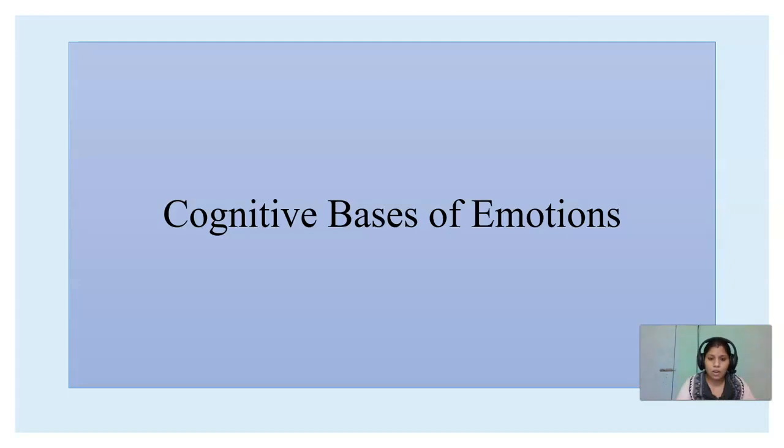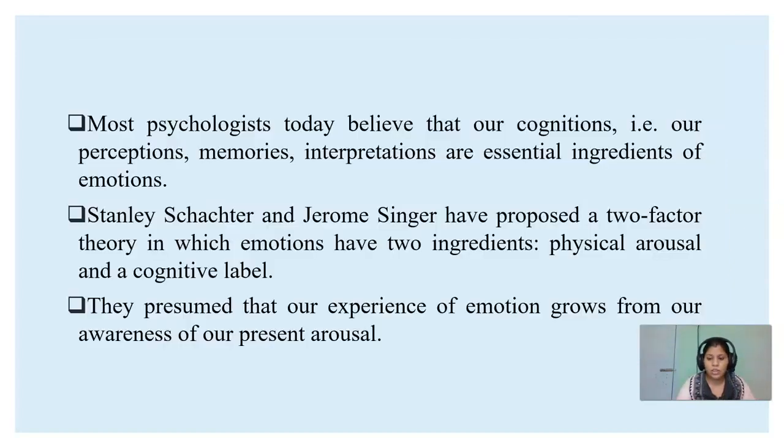Next, we'll discuss cognitive basis of emotion. So far, we have discussed physiological basis. Physiological basis of emotion actually perceives emotion, physiological changes of emotion. But according to many psychologists, emotion also involves cognition. Cognition means our perception, our memory, our interpretation. So how we are interpreting the situation, how we are perceiving the situation also plays a very important role in determining our emotion. Also memories about events also determine our emotion.